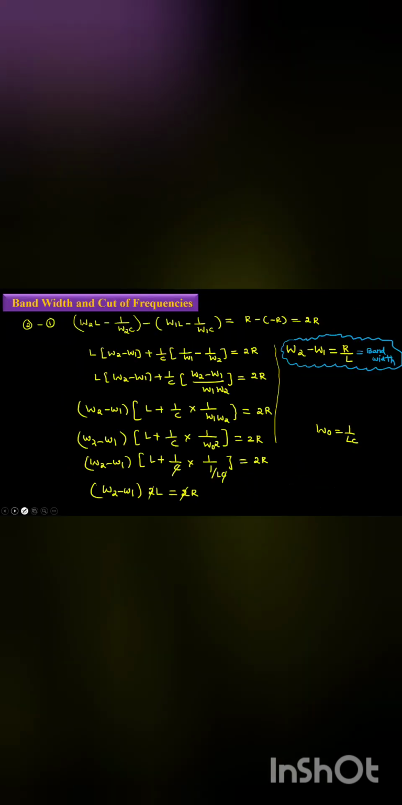Then I derived the formula for bandwidth. Bandwidth equals F2 minus F1. This is one formula. Omega 2 minus omega 1, if you write in terms of angular frequency, we got R by L. If you write in terms of frequency, we got F2 minus F1 equal to R by 2πL. That is, we know omega 2 minus omega 1 is equal to R by L. This is equation 1.